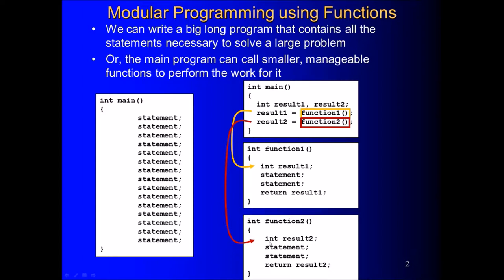See the return statements here? This is exactly what we're going to discuss in this video. And the results are being saved by main in some local variables, result 1 and result 2.